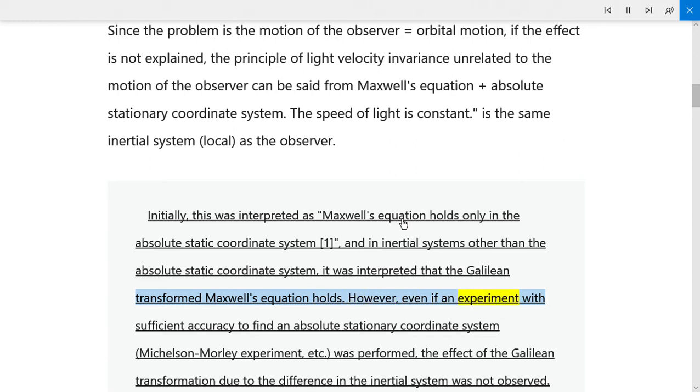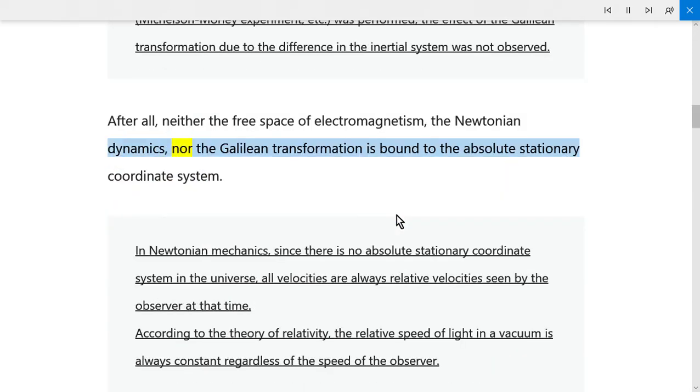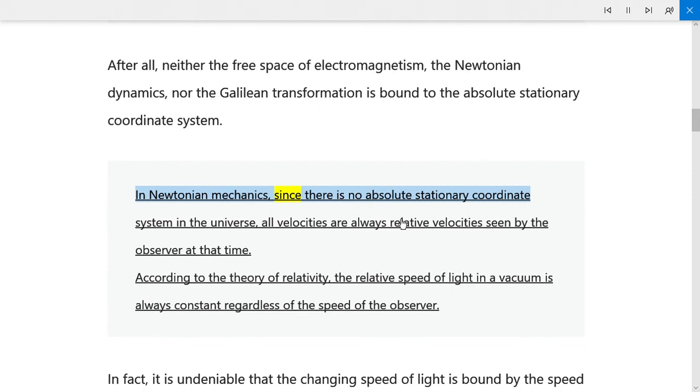However, even when experiments with sufficient accuracy to find an absolute stationary coordinate system, such as the Michelson-Morley experiment, were performed, the effect of the Galilean transformation due to the difference in the inertial system was not observed. After all, neither the free space of electromagnetism, the Newtonian dynamics, nor the Galilean transformation is bound to the absolute stationary coordinate system. In Newtonian mechanics, since there is no absolute stationary coordinate system in the universe, all velocities are always relative velocities seen by the observer at that time.